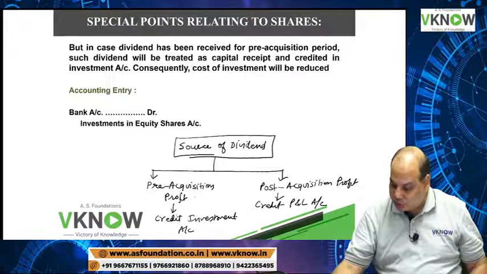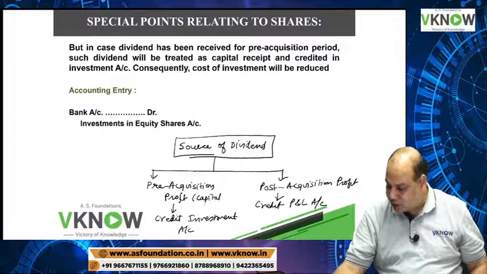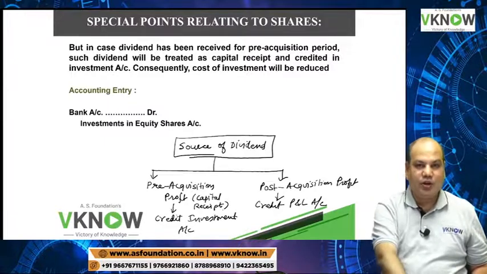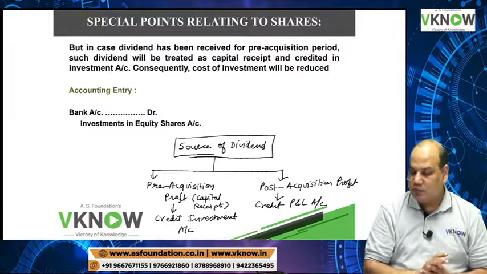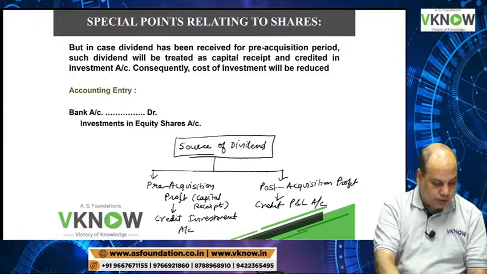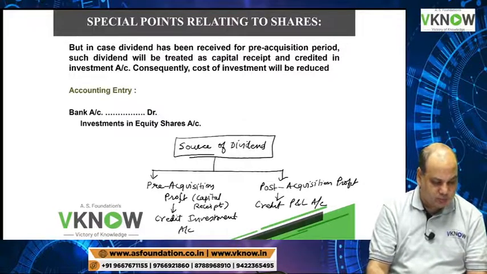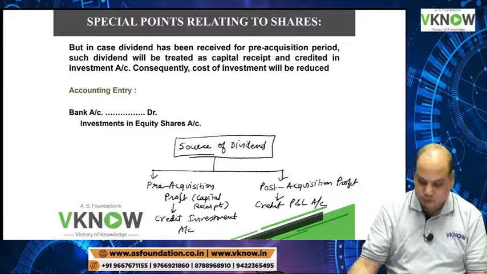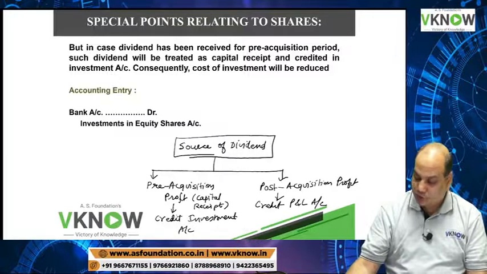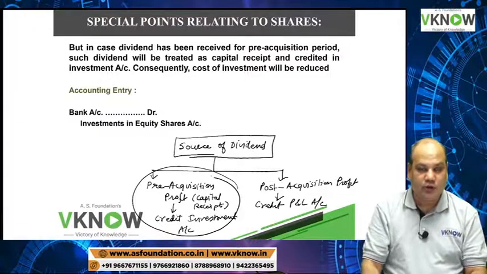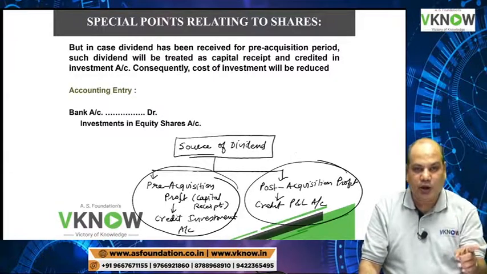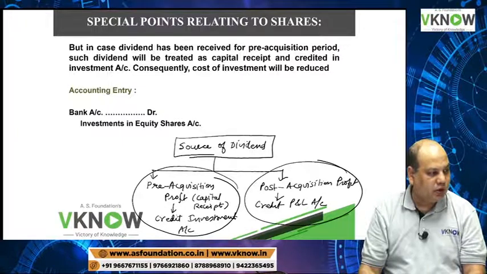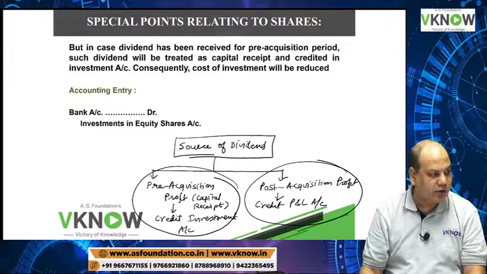If it is pre-acquisition profit, it is like a capital receipt. It is not normal income. So these 2 points we will keep in mind while solving the question. Okay. So this is about dividend. Entries will be, if it is out of pre-acquisition profit, bank to investment. If it is out of post-acquisition profit, bank to P&L account. Right. And while solving the question, we will further discuss.